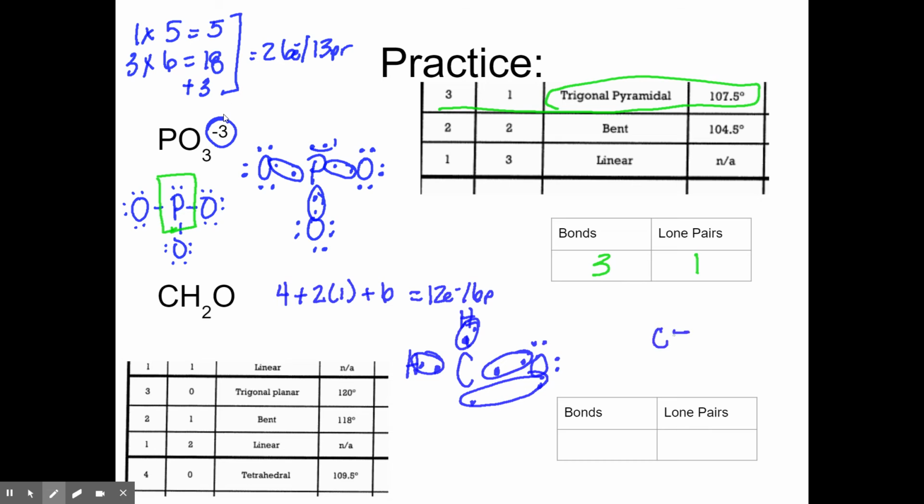Redraw that. The reason I did this as an example is because it has a double bond in it. The double bond is still only counted once. So this carbon has 1, 2, 3 bonds to it, and 0 lone pairs on the carbon. When I look, 3 and 0, trigonal planar, 120.